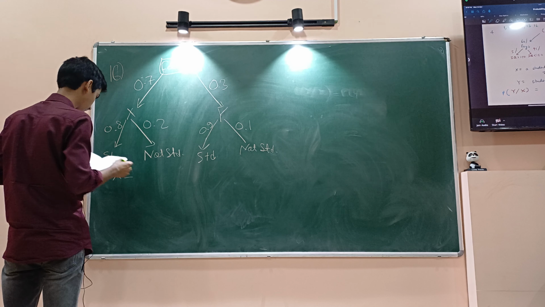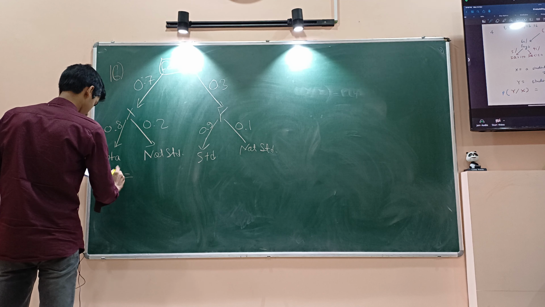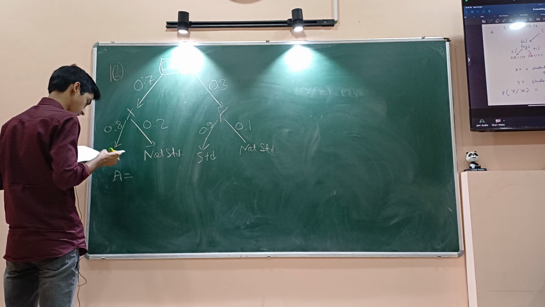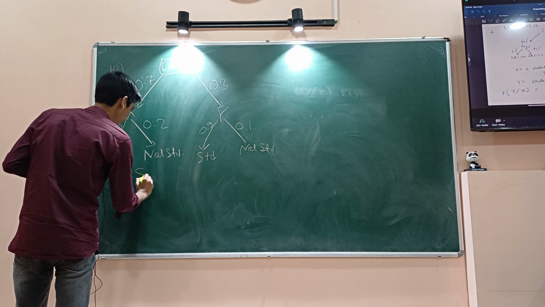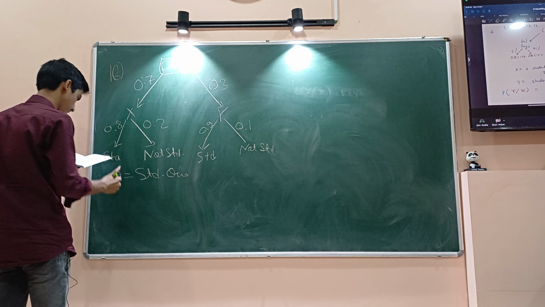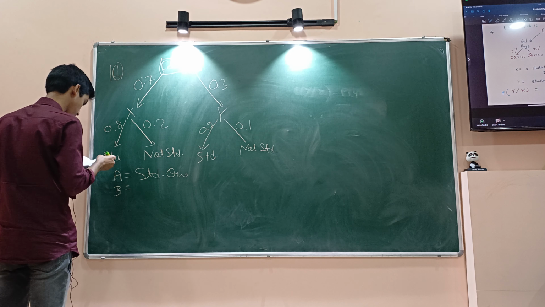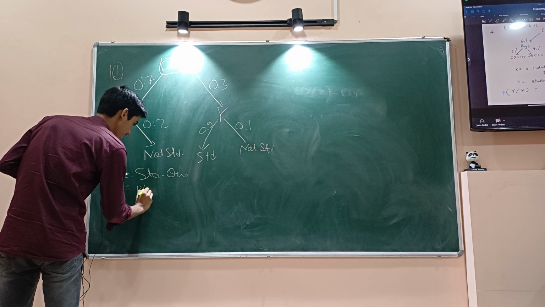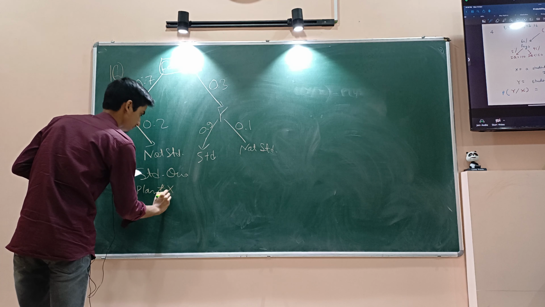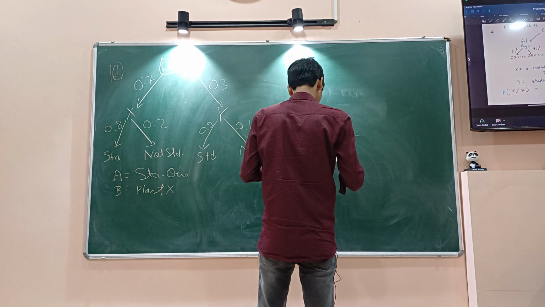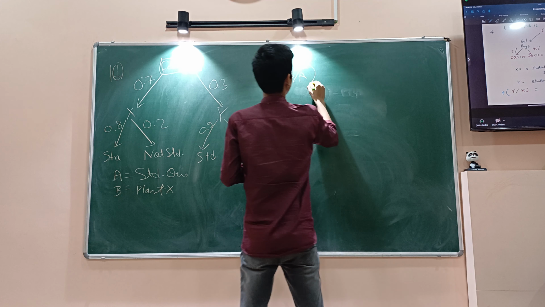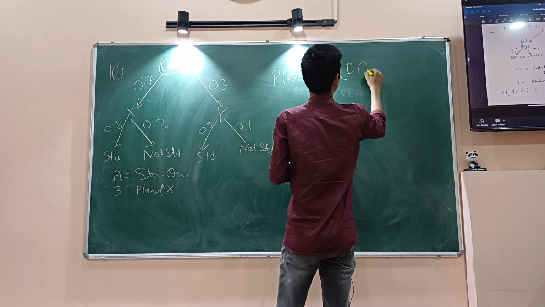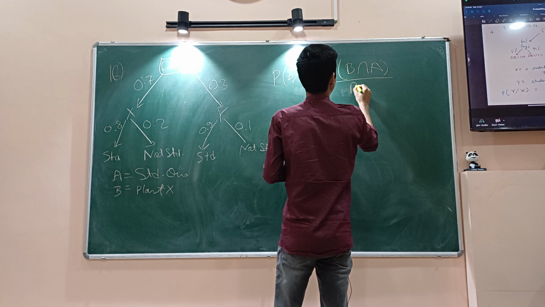The question is saying a car is picked up at random and is found to be of standard quality. So let A be the event that the car is of standard quality, and B the event that the car is from plant X. So we have to find P of B given A, which is P of B intersection A divided by P of A.